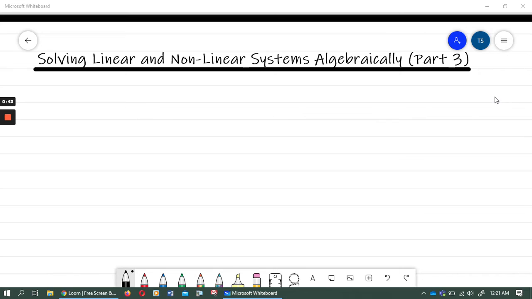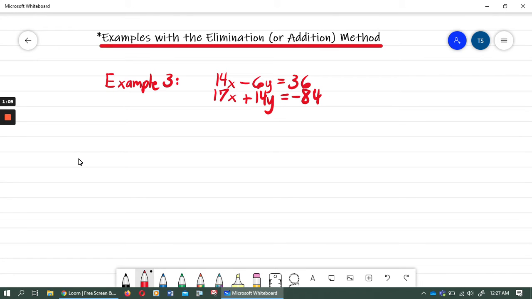But anyway, at the end of part 2, which happened unexpectedly, we had finished with example 2 of solving linear systems of equations using the elimination method, or again what's called the addition method. We're going to pick back up right there with example 3. Okay guys, so this is example 3 where we are using the elimination method or the addition method to solve these systems.